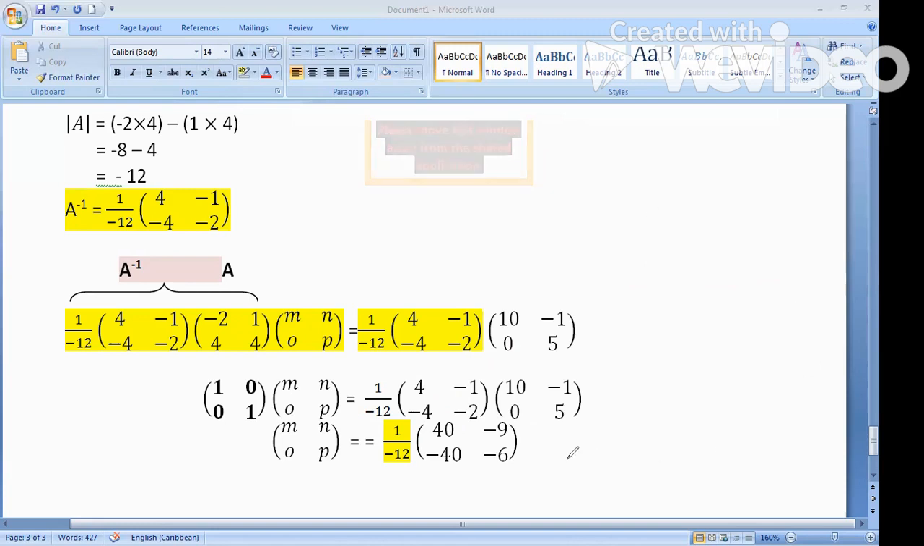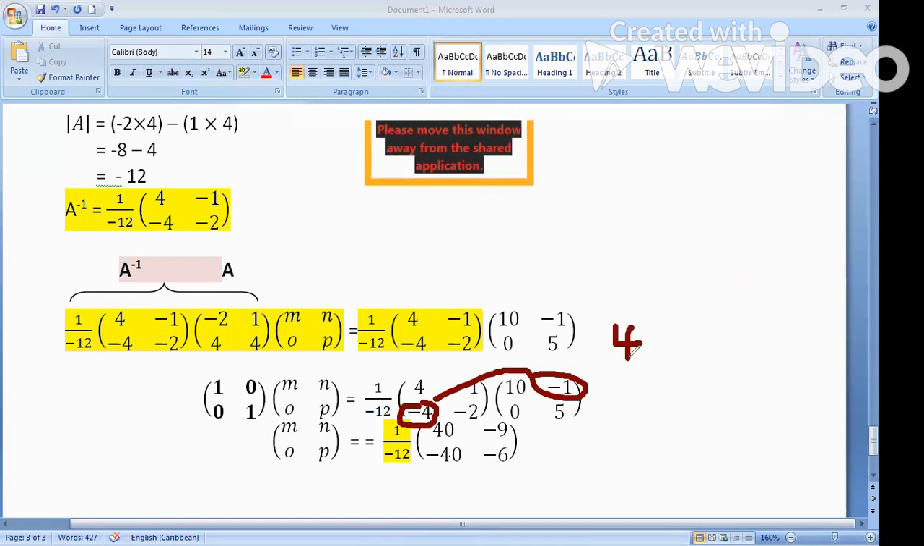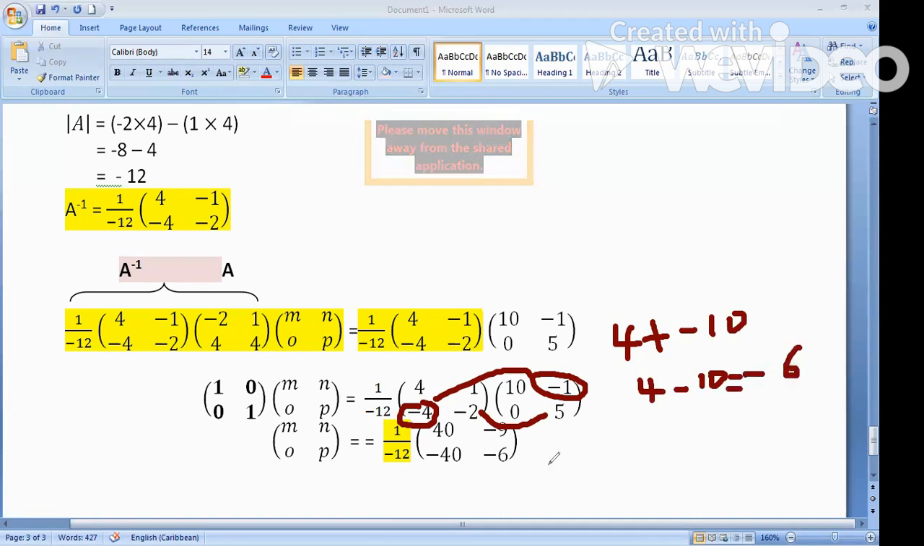All right. Okay. So the other one is going to be -4 times -1, which is +4. Plus -2 times 5, which is -10. So 4 subtract 10 is -6.